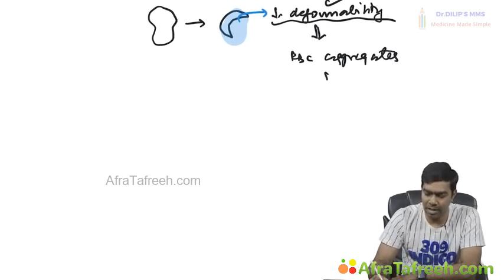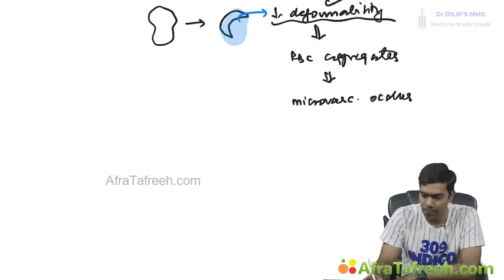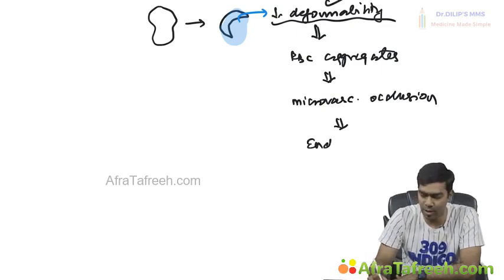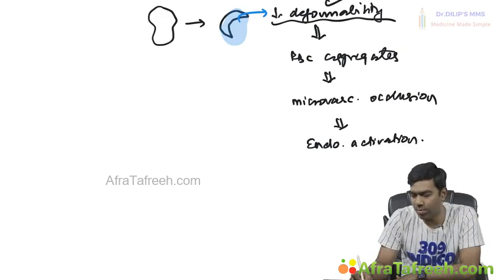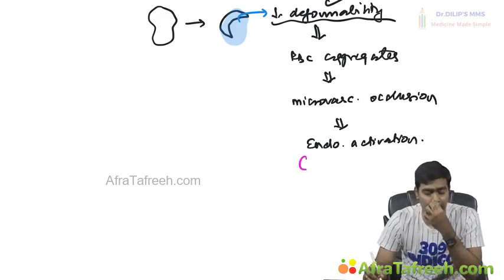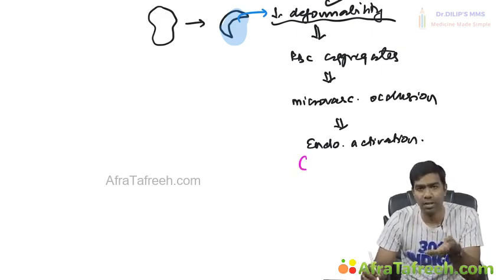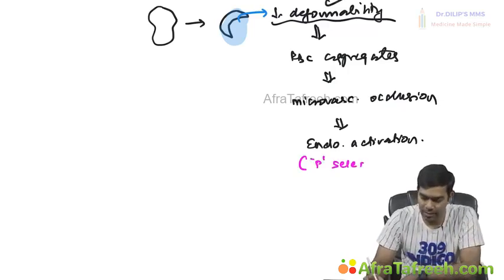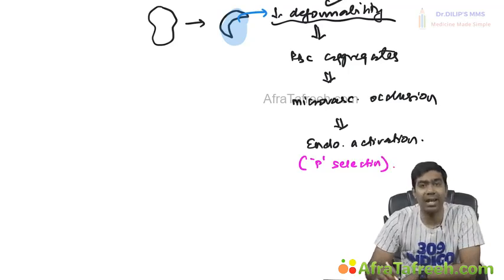And these RBC aggregates, once they get aggregated, are going to cause something called a microvascular occlusion. The moment they produce microvascular occlusion, because of the ischemia and hypoxia to the local regions, they are going to cause something called endothelial activation. If you ask me what you mean by endothelial activation, we are going to see it in great detail in the neutrophil section about the innate immunity. But before that, endothelial activation means it's going to express a lot of your P-selectin and cell adhesion molecules also.